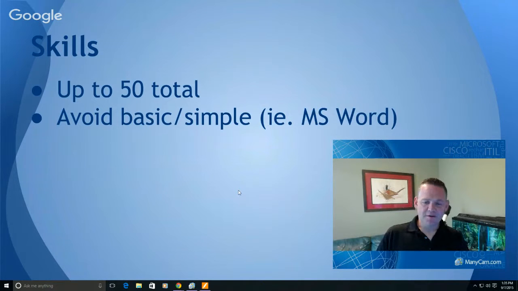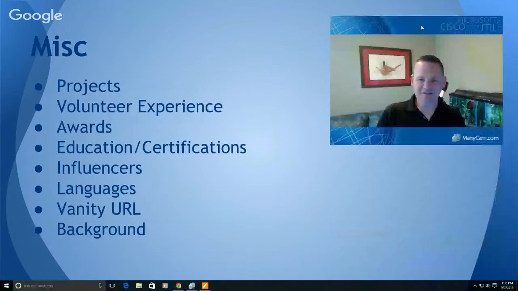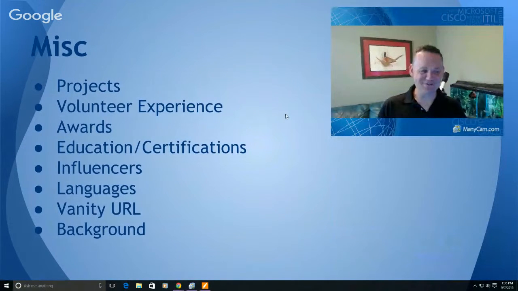So that would be the one exception there. If you are phenomenal at it, then go ahead and include it, even if it might be considered a basic skill, and let people endorse you for that particular skill. So in order to make this not take forever, I sort of threw in the miscellaneous slide here to talk about some of the other elements of the profile.